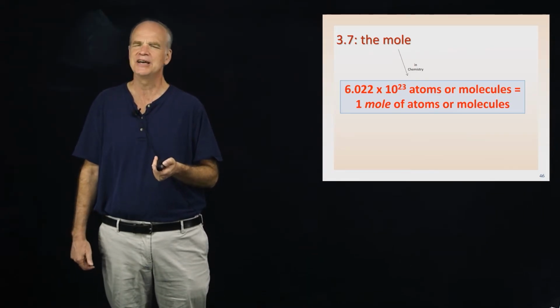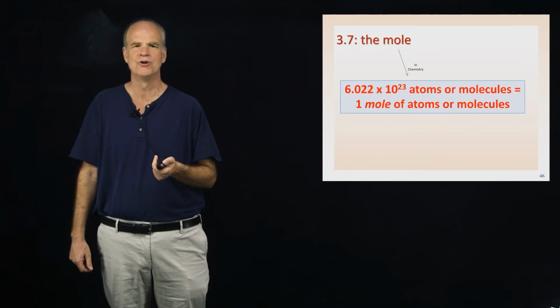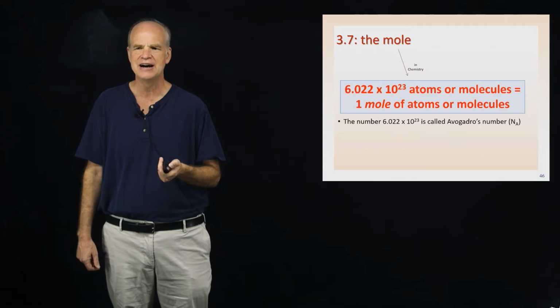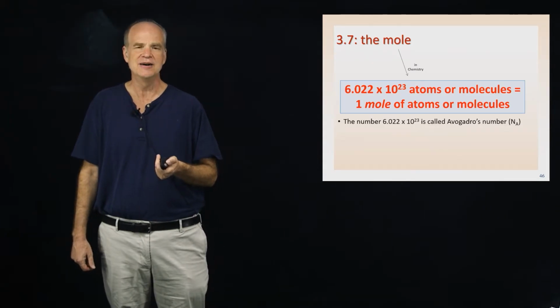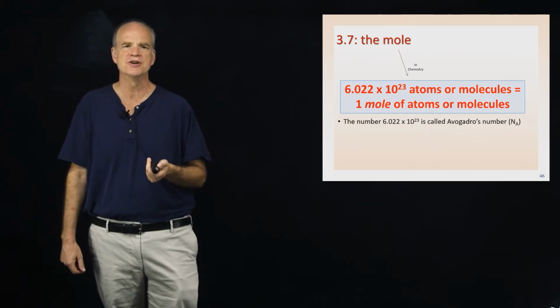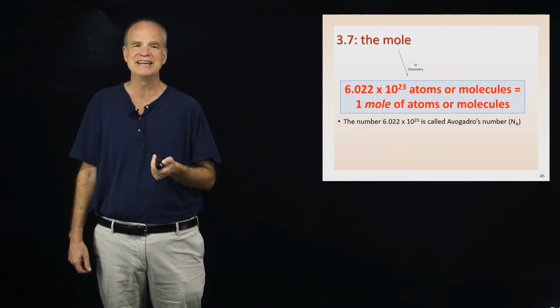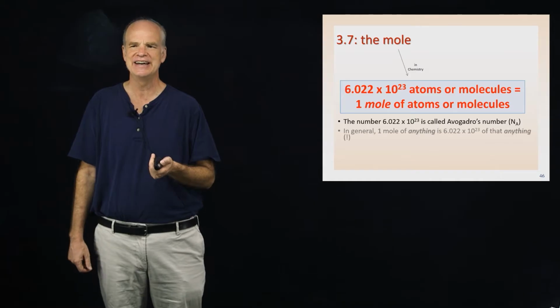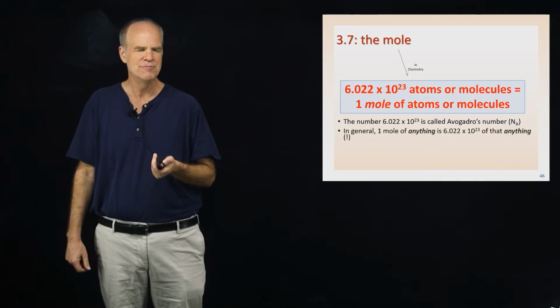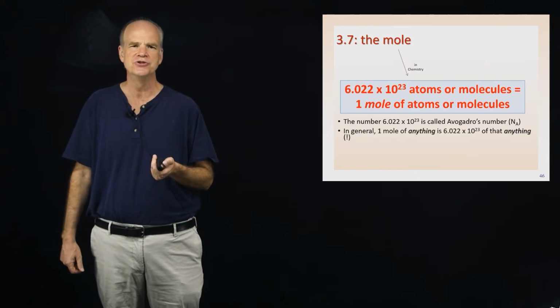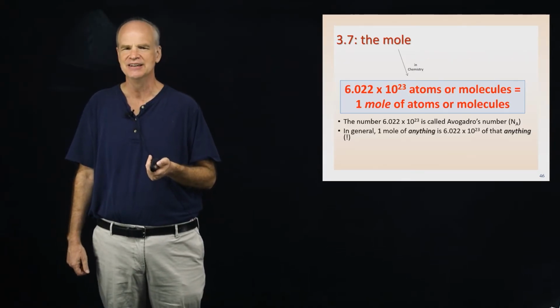You know, why did they pick that number and why do they call it a mole? We'll talk a little bit more about that in a second, but for now, you should know that that number, 6.022 times 10 to the 23, is called Avogadro's number, which is symbolized by a capital N with a little capital A. And also, remember that 1 mole of anything is 6.022 times 10 to the 23 of that anything.